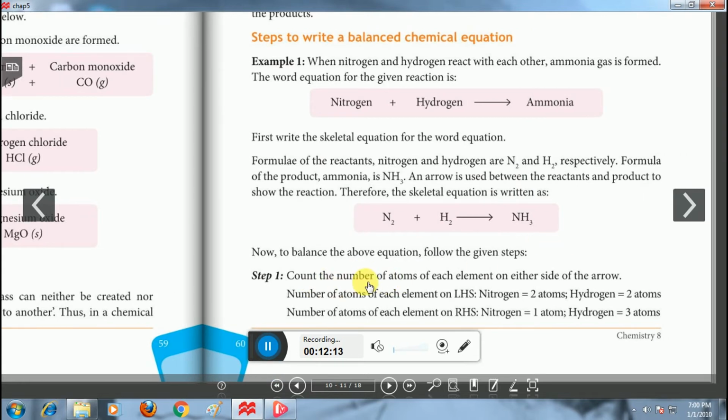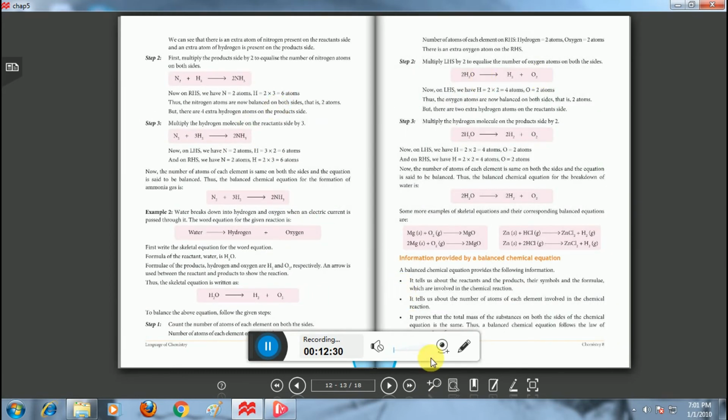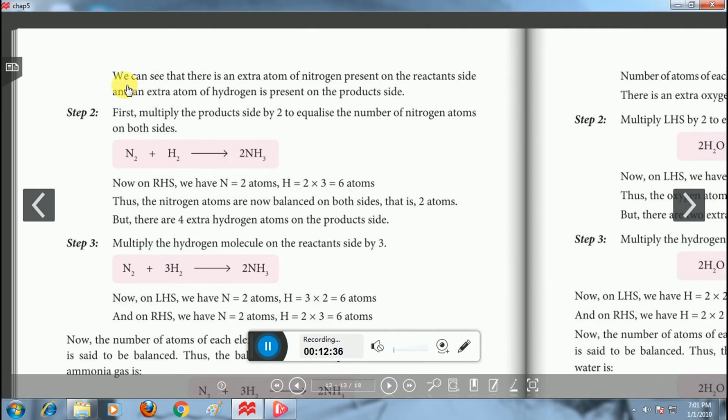Next step, count the number of atoms of each element on either side of the arrow. So nitrogen here 2 atoms, hydrogen here 2 atoms, and here nitrogen 1 atom and hydrogen 3 atoms are present. We can see that there is an extra atom of nitrogen on the reactant side.